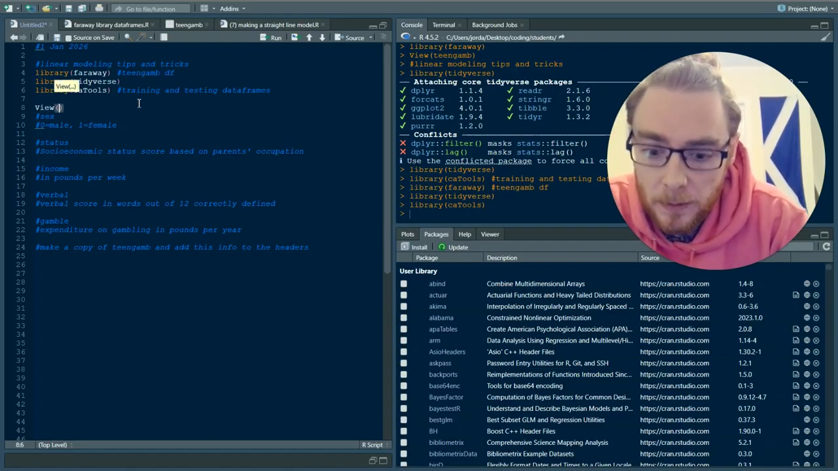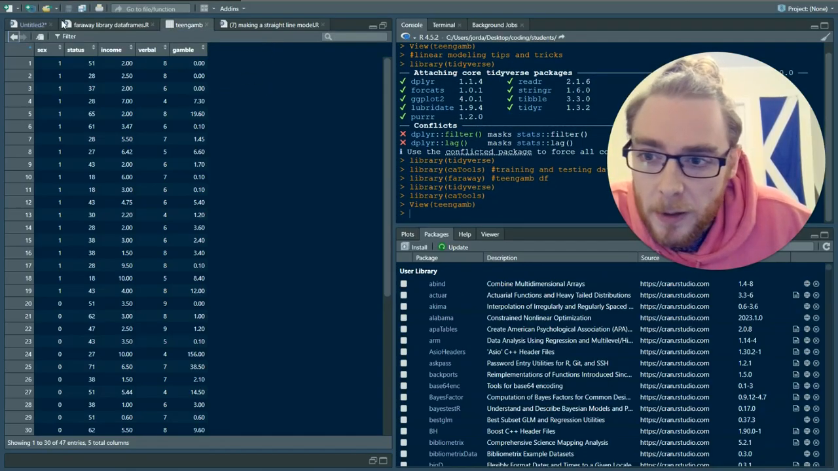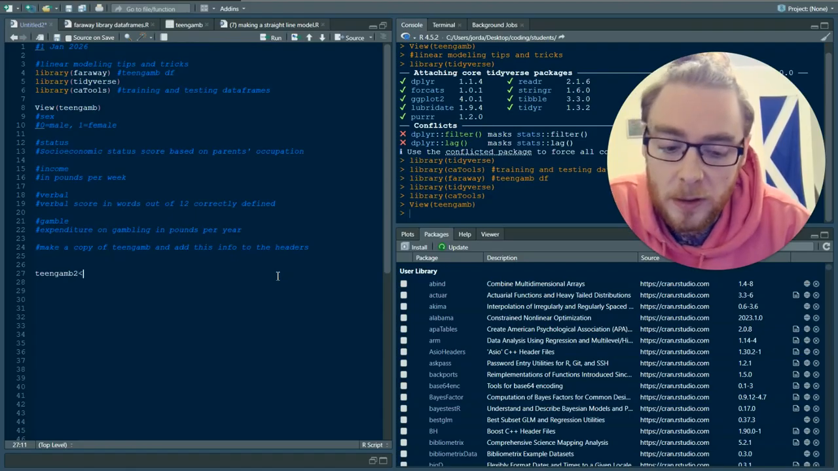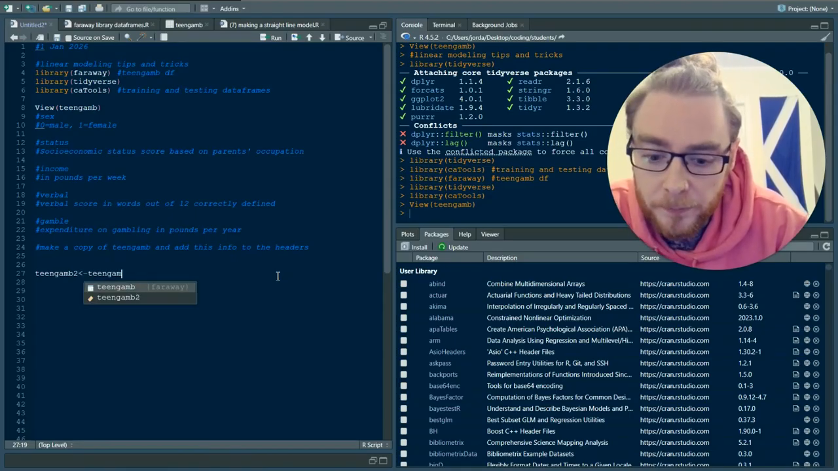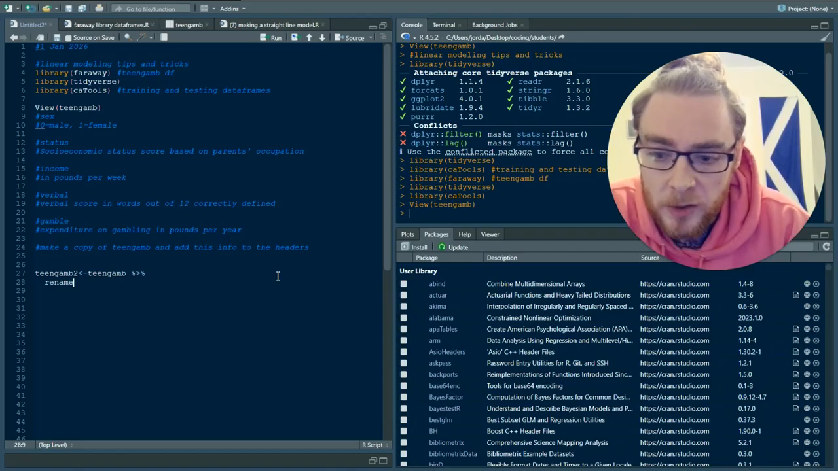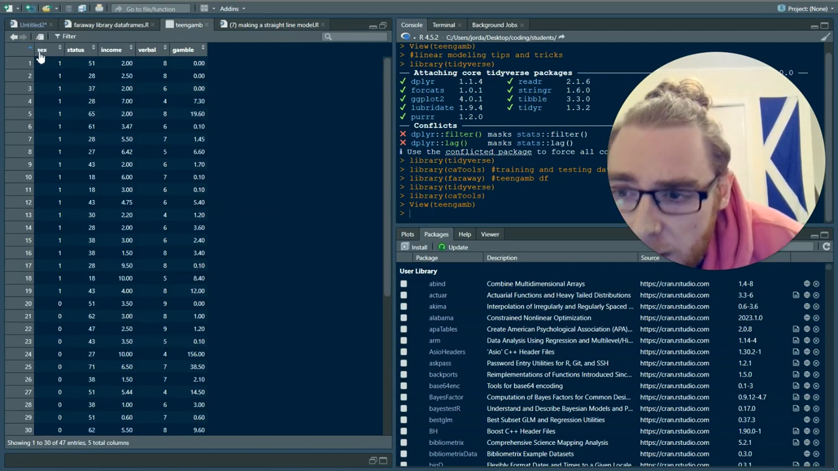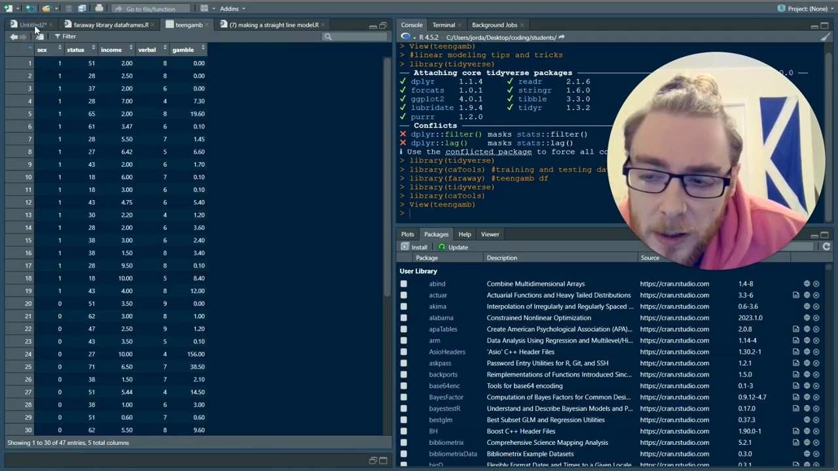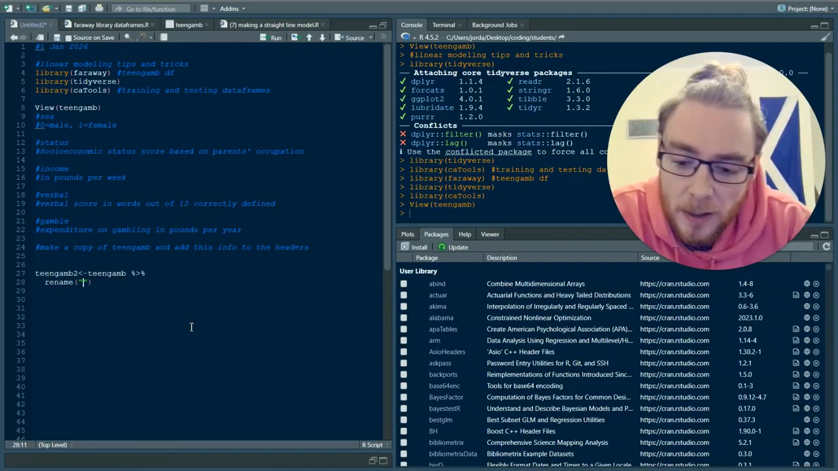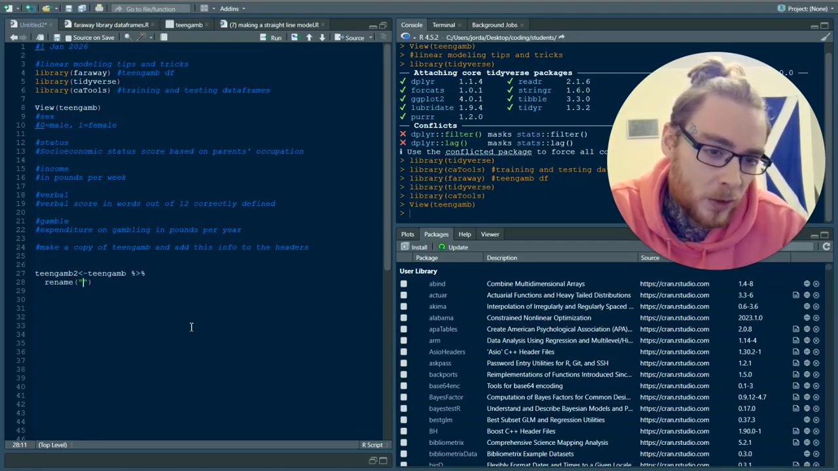View teengamb. Okay, so let's do a teengamb2 that is based on teengamb. Pipe function. Okay, and then we're just gonna do a couple of renames here where we can edit the column titles to make a bit more sense. One option is that we... so you always have to put the new name of the column equals the old name of the column.